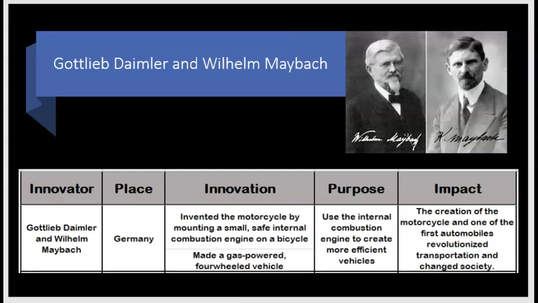Gottlieb Daimler and Wilhelm Maybach. Gottlieb Daimler and Wilhelm Maybach were of German origin. Their innovations were they invented the motorcycle by mounting a small, safe internal combustion engine on a bicycle, and they made a gas-powered four-wheeled vehicle. The purpose was to use the internal combustion engine to create more efficient vehicles. And the impact, the creation of the motorcycle and one of the very first automobiles revolutionized transportation and changed society.